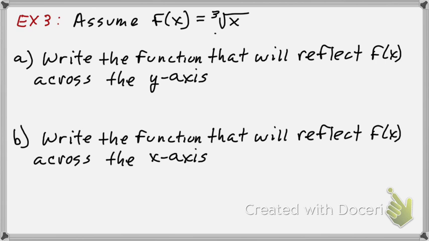So let's take the first one. I want it to reflect across the y-axis. That means I want my y's to be the same. My x's change. So I'm going to say what? Y equals the cube root of -x. I'm taking that function and just every place there's an x, I'm putting a -x.